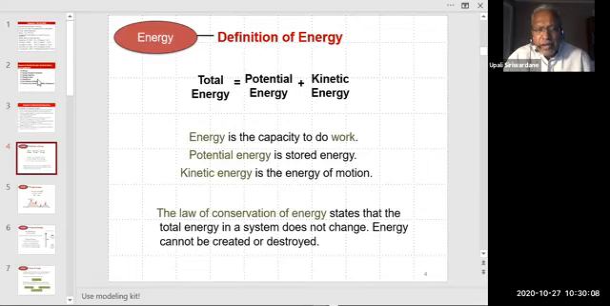Potential energy is considered stored energy due to position or composition. In chemicals, potential energy is stored in the bonds. Kinetic energy is energy possessed by a molecule or system due to motion. For energy changes, the law of conservation of energy applies. It states that the total energy of a system does not change. Energy can be neither created nor destroyed.